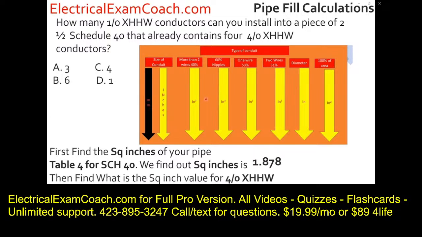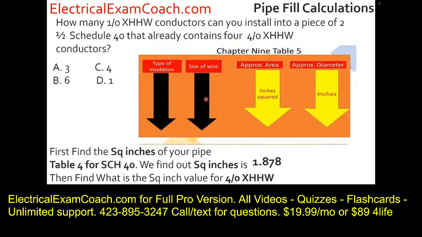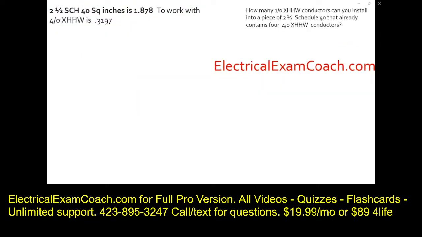Now we need to head to Chapter 9, Table 5 and find out the square inch values of our wires. When we get there, we make sure that we're in Chapter 9, Table 5 and not Chapter 9, Table 5A. Coming down the left-hand side for the type of insulation, then finding our wire size, then we come over here to the approximate area in square inches, and we find its value. Now that we have our conduit and our starting conductor, let's go ahead and write down the conductor that we're wanting to install. And it's 1/0 XHHW.